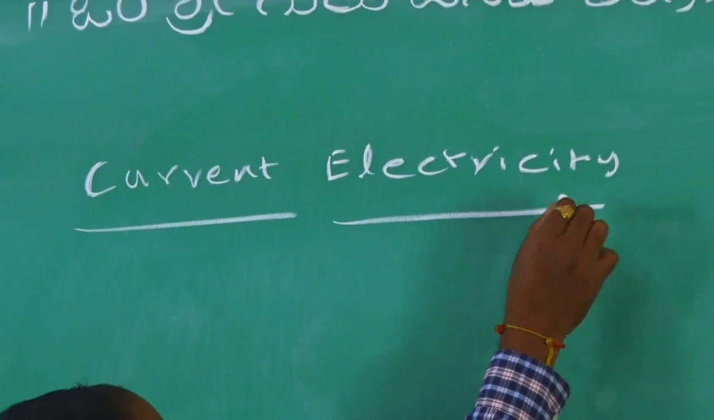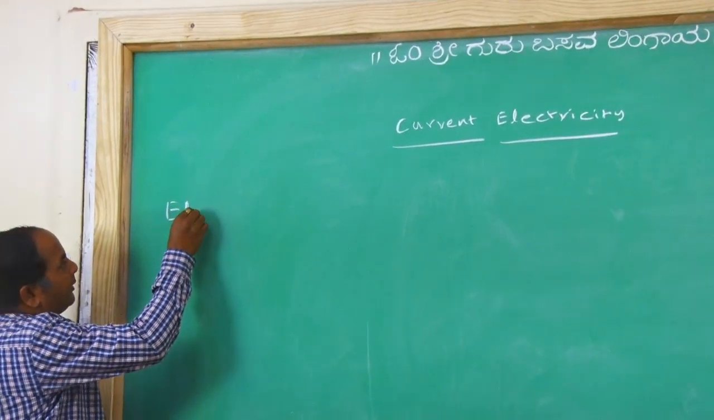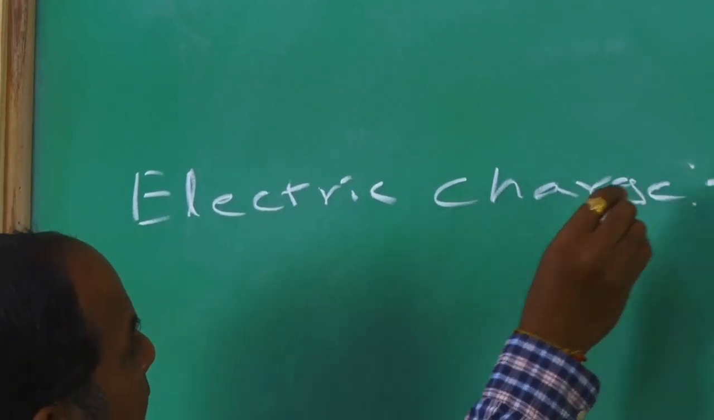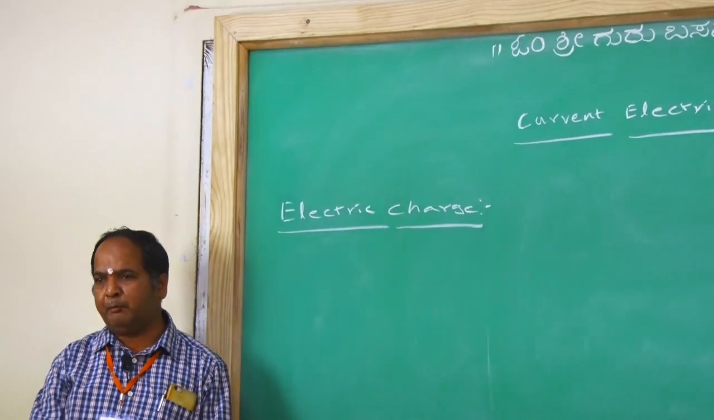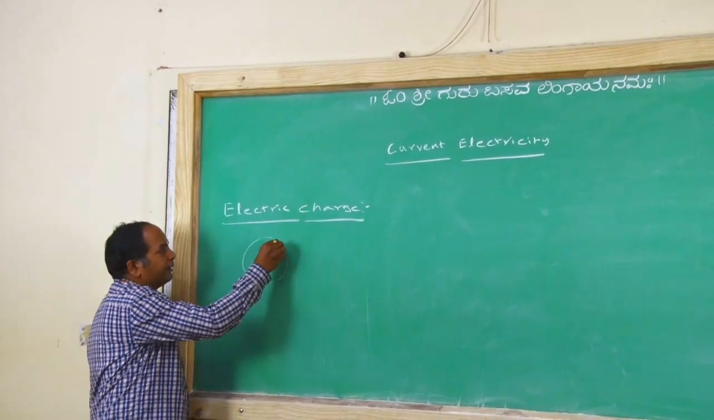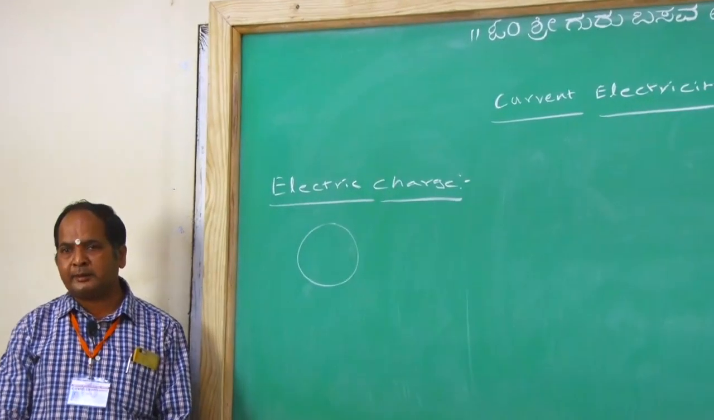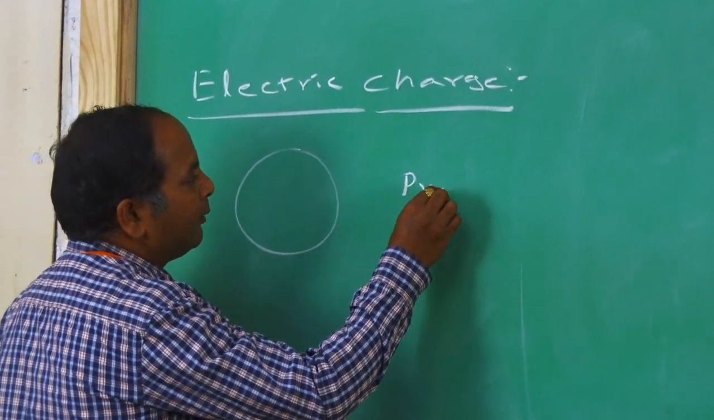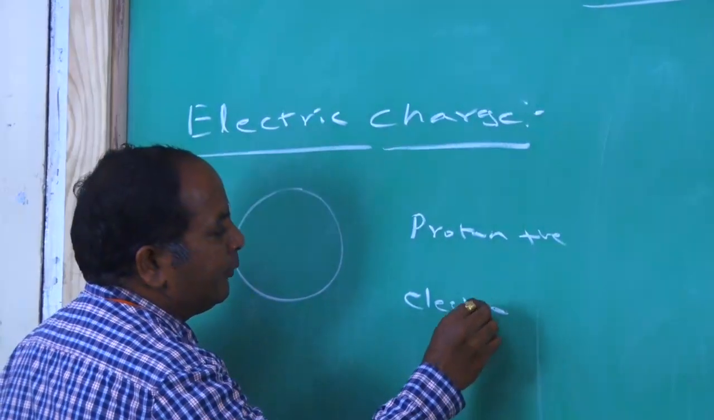Already you know about the electric charge. Here, what is meant by electric charge? Electric charge means the excess or deficiency of electrons in a body. Suppose let us assume that this is one body. Initially, in any body, the number of protons and the number of electrons are equal. We already know the proton has positive charge and the electron has negative charge.